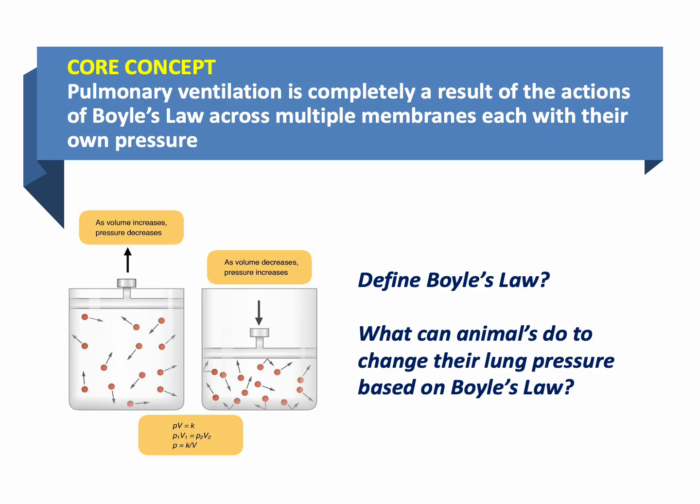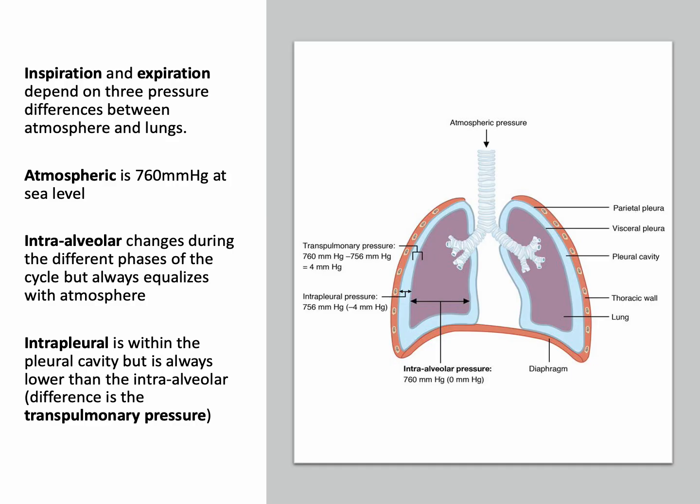So Boyle's law is defined as that. It's the inverse relationship between volume and pressure. And how can you change the pressure within the lungs? How can you make it go up? How can you make it go down? Well, you have to change the volume. Lucky for you, you have all sorts of ways to do that.